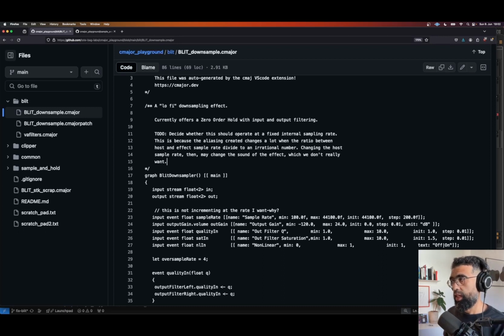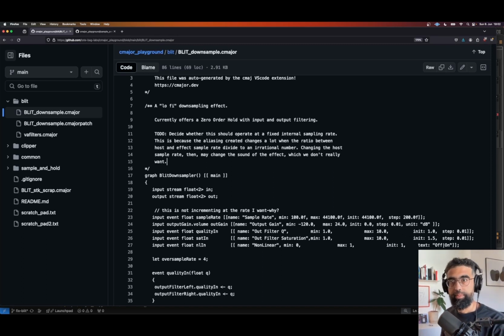This is because the aliasing created changes a lot when the ratio between host and effect sample rate divides to an irrational number. So the host sample rate is 48 kilohertz, and you've instantiated this downsampler at its default of 44.1 kilohertz, for example. Changing the host sample rate then may change the sound of the effect, which we don't really want.